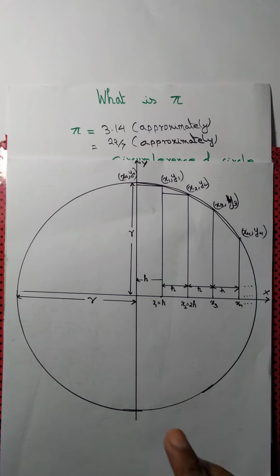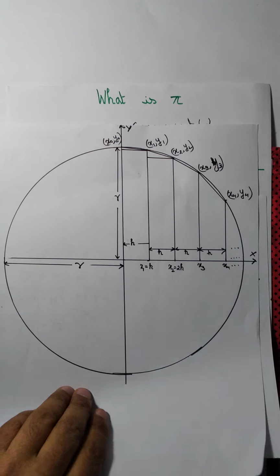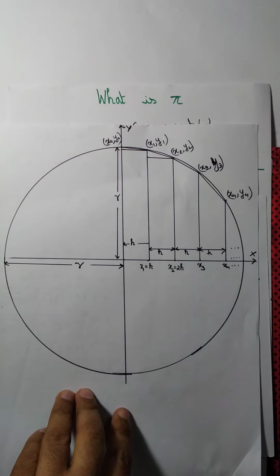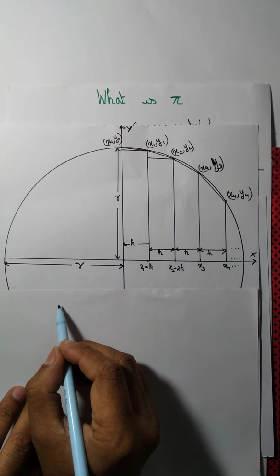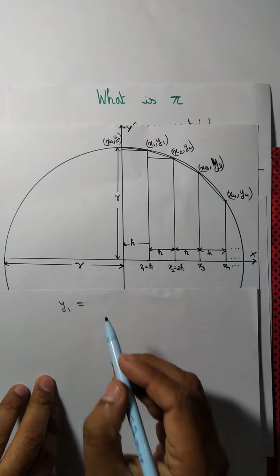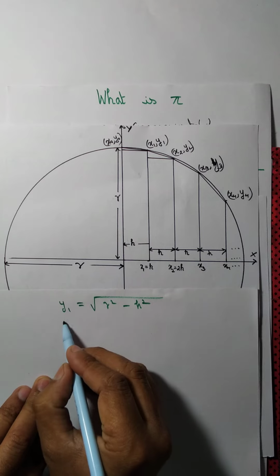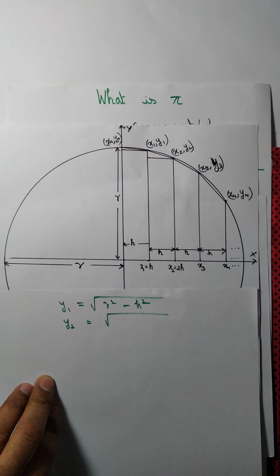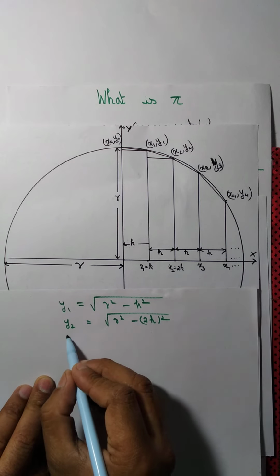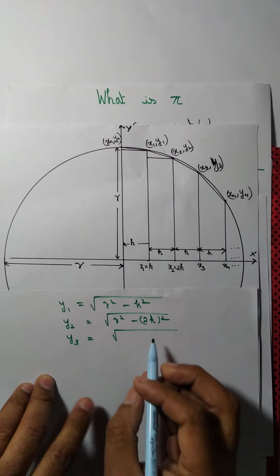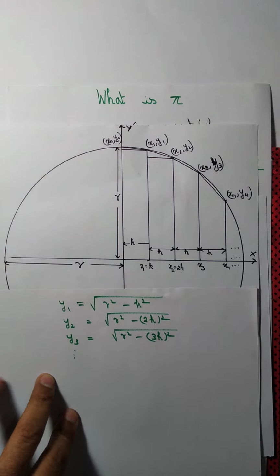So let's determine the y1 in this case. Again, y1 equal to root over r square minus h square, y2 equal to root over r square minus 2h whole thing square, y3 equal to root over r square minus 3h whole thing square, and so on. Okay, we know yn.